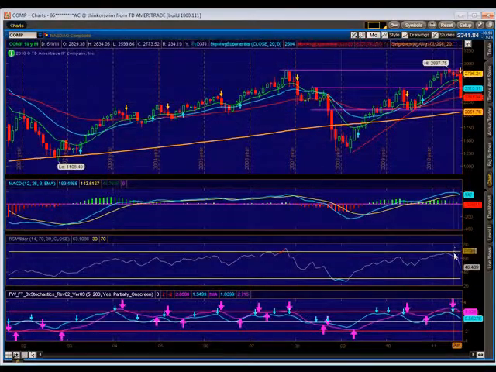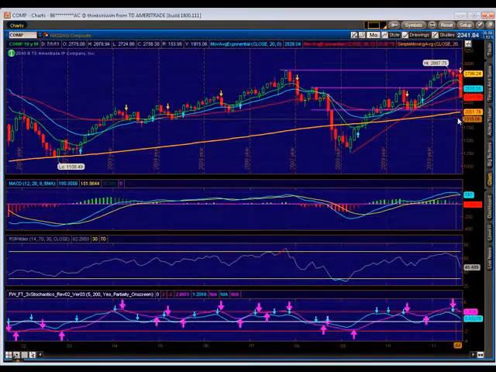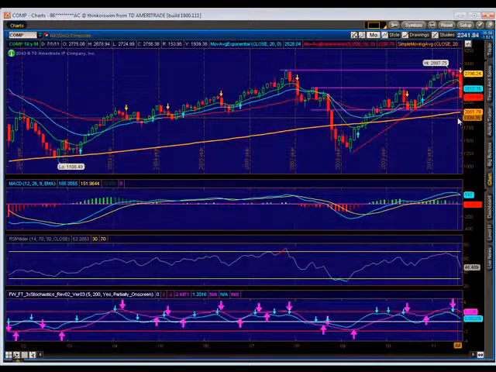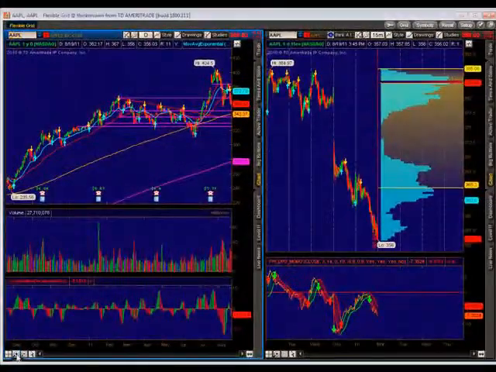But again, the monthly is just turning over, which says maybe we will come all the way down and test the 200 moving average. Let's go take a look at the leaders and see if we can get any indication. But right now, it's obvious the market looks weak.